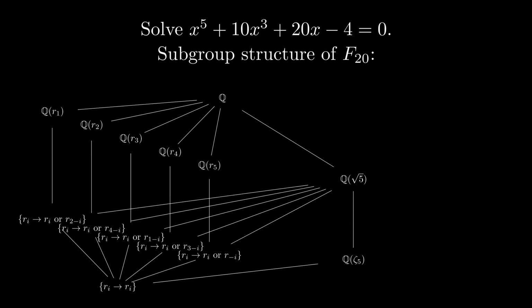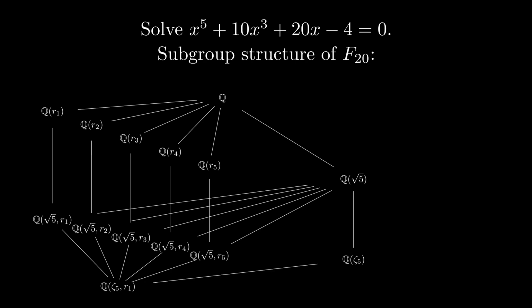And notice that these are all separate fields because as complex numbers, there's no reason that any of these should be the same. In fact, one of the roots is real, so the others that are complex certainly can't generate the same field. Anyway, then the 5 fields below are just the composite of each root field with square root of 5. And again, we don't really care about those fields.